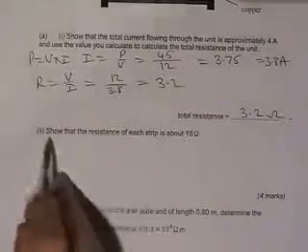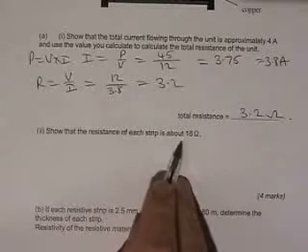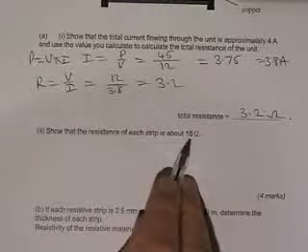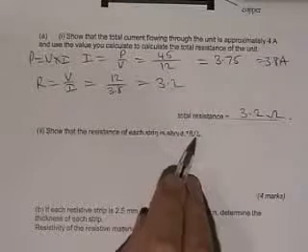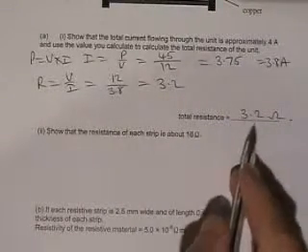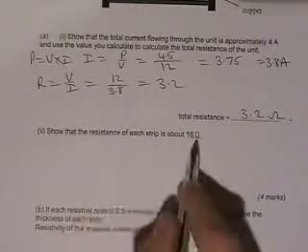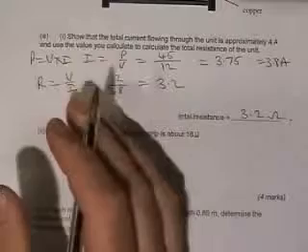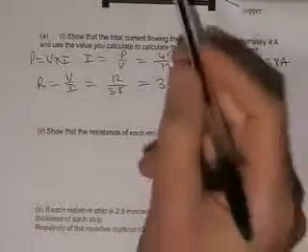Next bit, show that the resistance of each strip is about 16 ohms. Now there's various ways of doing it. Some people started by saying you had 5 resistors in parallel that were each 16 ohms, and it showed that gave an answer of 3.2. You shouldn't really do that. When a question says show that the answer is something, it really means work it out and get the answer and then spot that it's 16. So this is the way I'd do it.